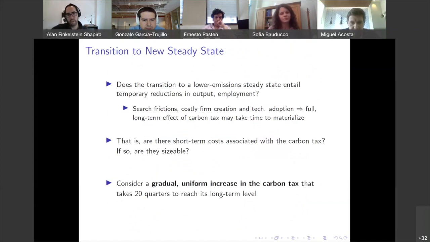So you're not simply increasing the tax from 0 to, let's say, $60 per ton of CO2. You do it gradually over, let's say, 5 years, right? Again, you can play around with how aggressive you are. That doesn't really change the results. What matters is, to what extent is the path really differing depending on the model.